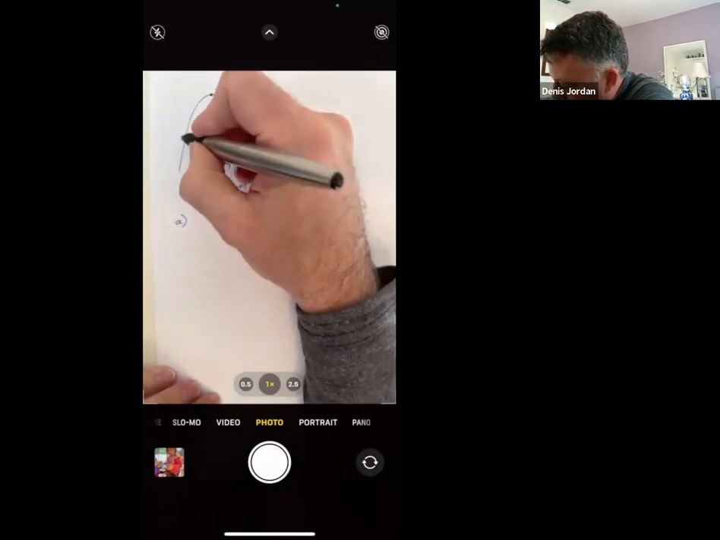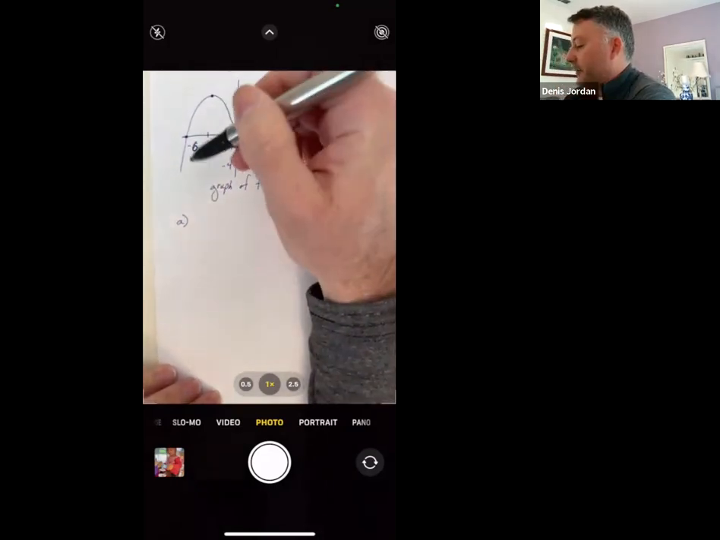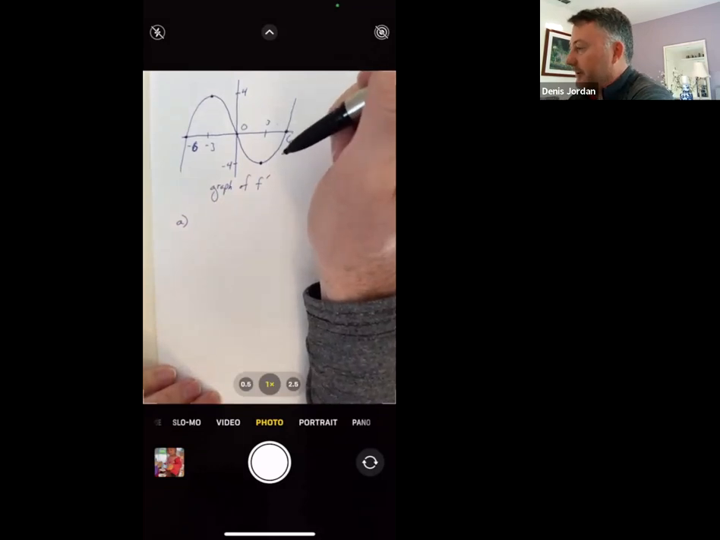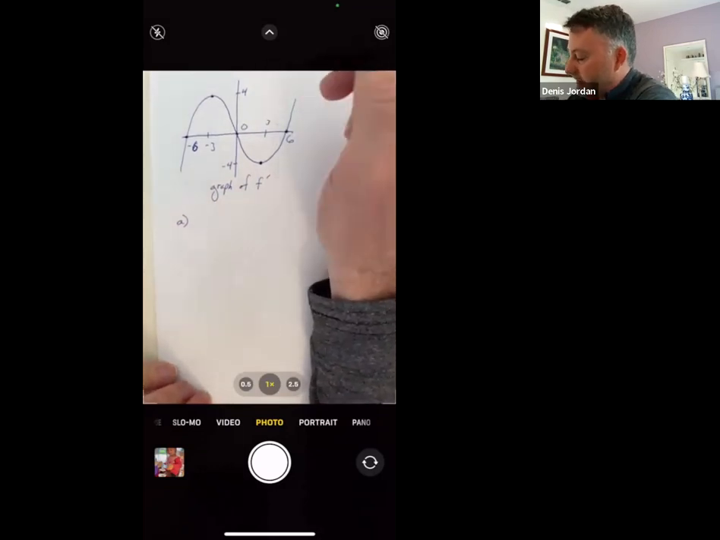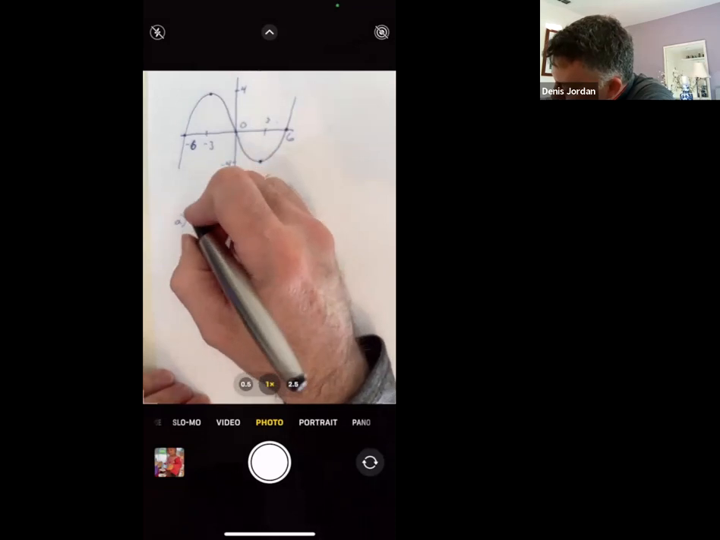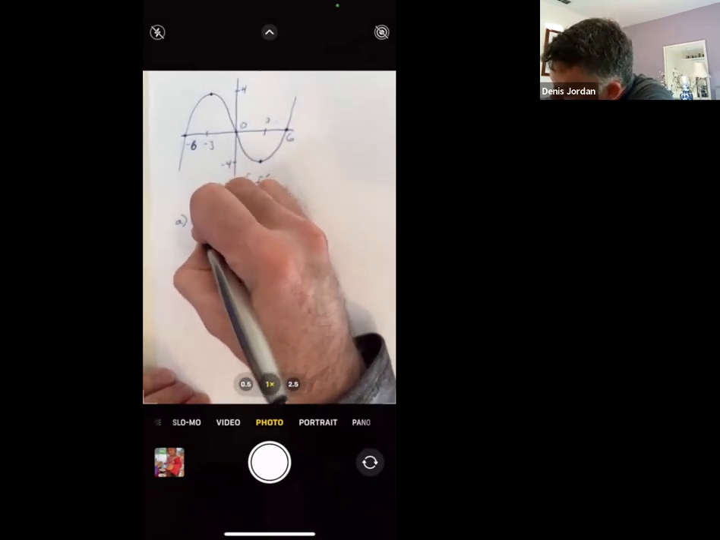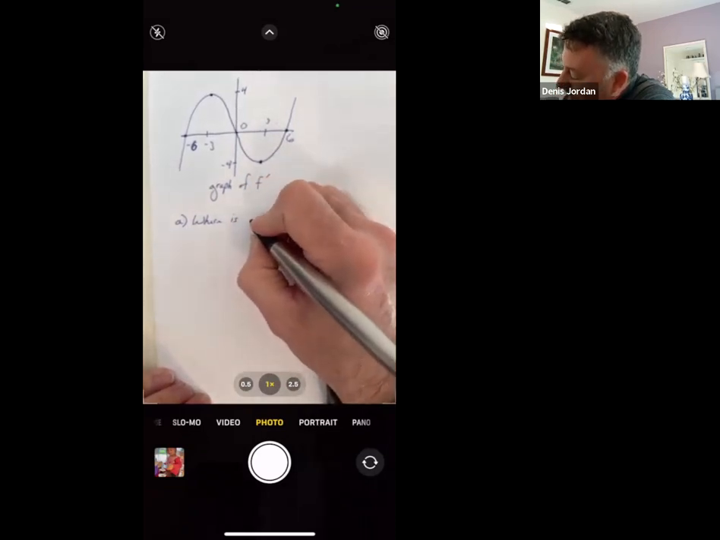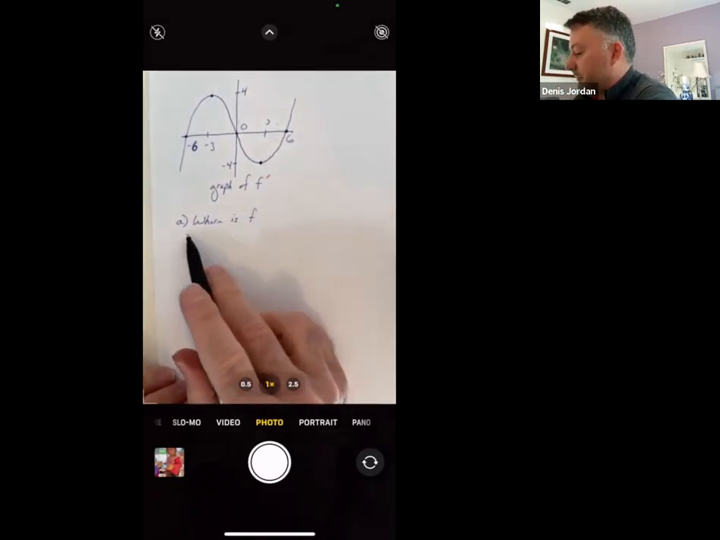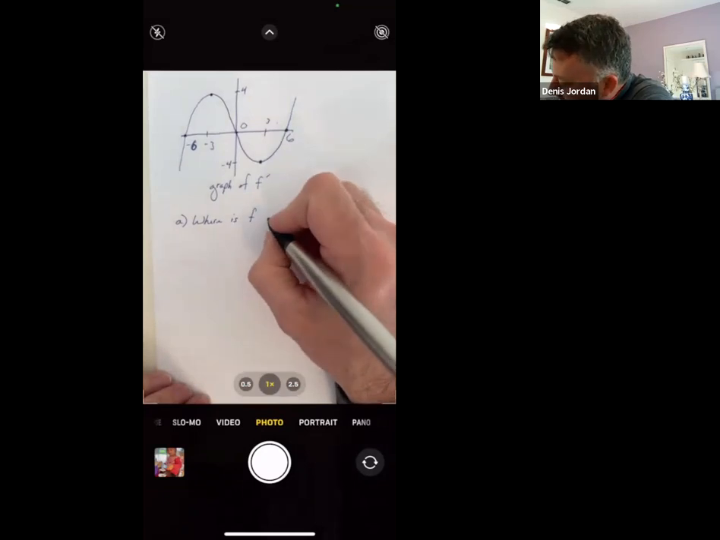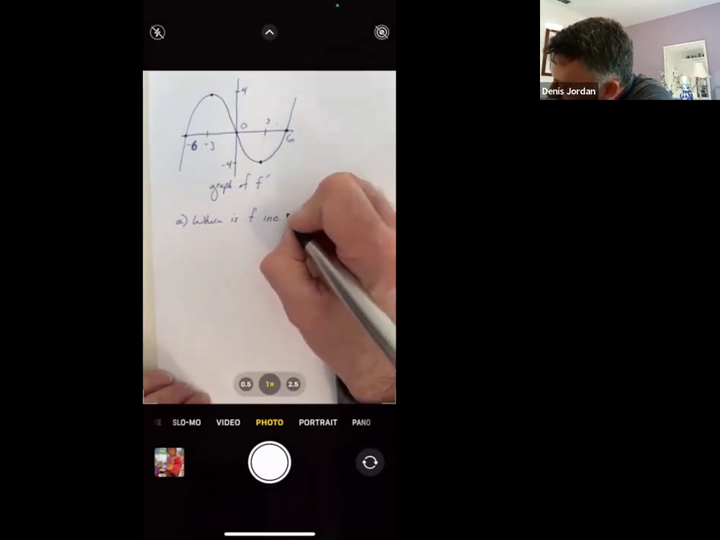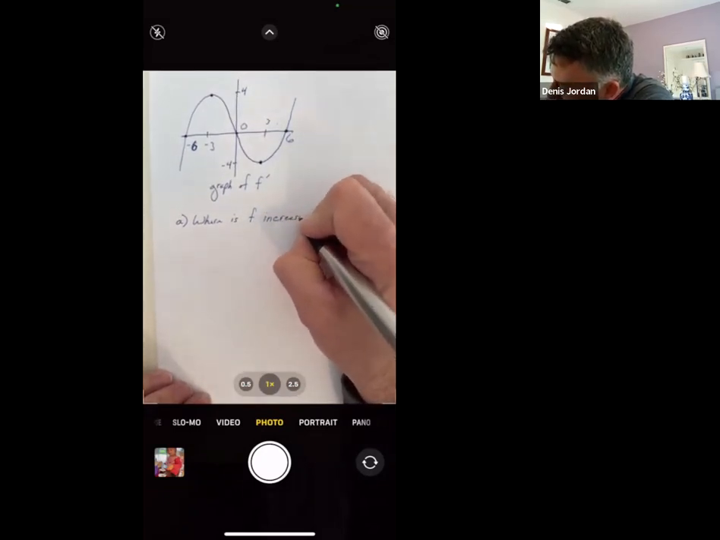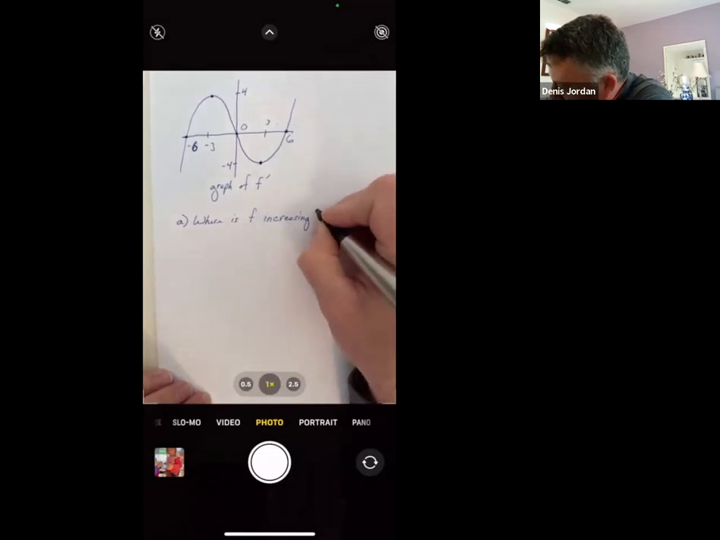Okay, so we're going to use this graph to answer questions about the graph of the function, which you cannot see. So we'll start with this. Where is f increasing?